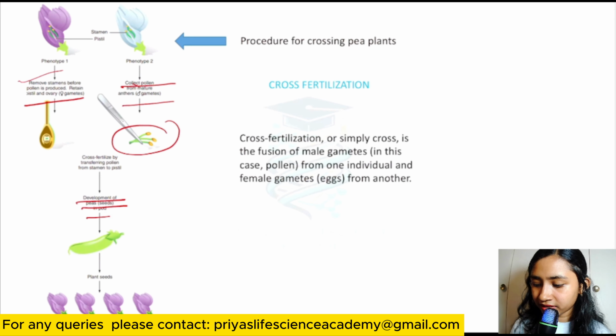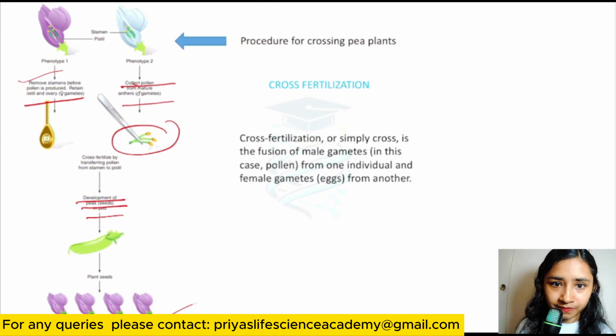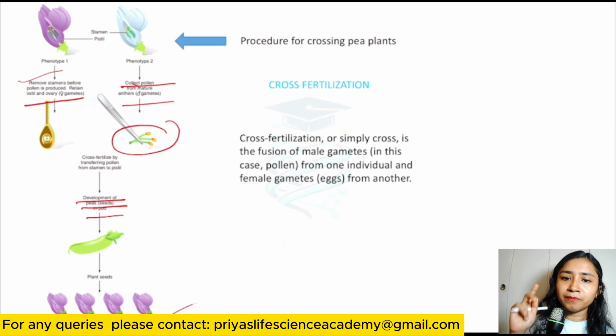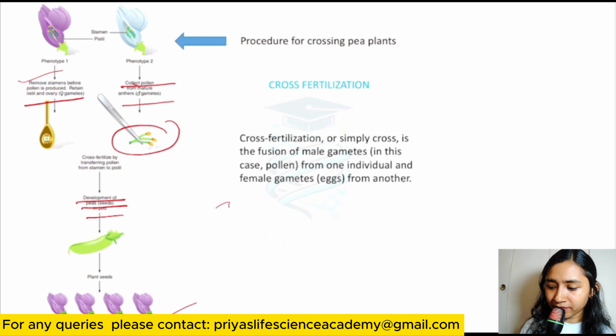Okay, and after that the seeds and plants are produced. So what is cross fertilization? It is a simple cross, a fusion of male and female gametes. In this case, the pollen is the male gamete from one individual and the female gametes, that is eggs, from another. Because they can self-fertilize, Mendel did not allow self-fertilization. Otherwise, how could we study the genetic experiments? How could we study the parents crossing and producing the offspring? So to get the offspring by fertilization, he took the female gamete and crossed it with a male gamete from another flower. This is one flower and this is another flower. He did this experiment and he got the progeny.